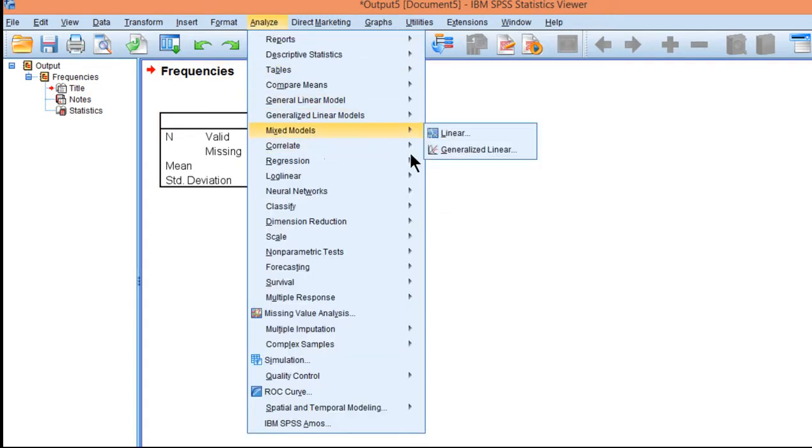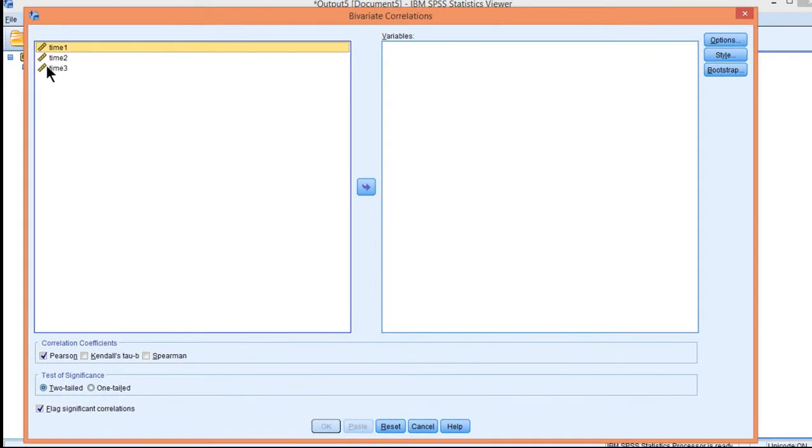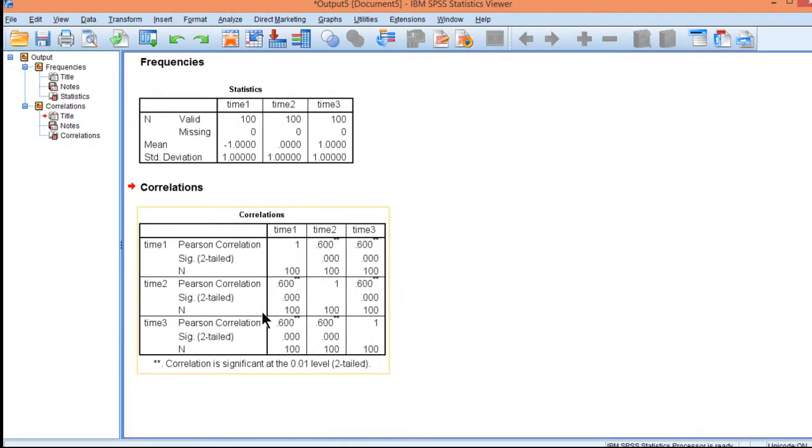And let's just see that there are correlations between the variables, and there should be. And the correlations are exactly 0.6 across all levels. So these are highly idealized data. So let's test the hypothesis that the means are equal, the null hypothesis of equal means across these 3 levels.